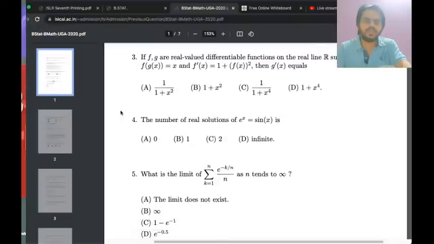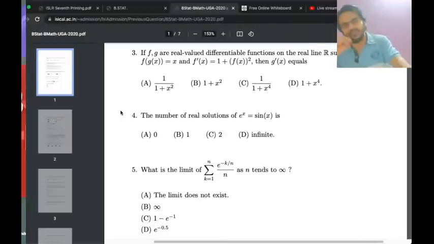The next question says that you have f and g, real valued differentiable functions on the real line R such that f of g of x is x and f dash x is 1 plus f of x whole square. And what is your g dash x?